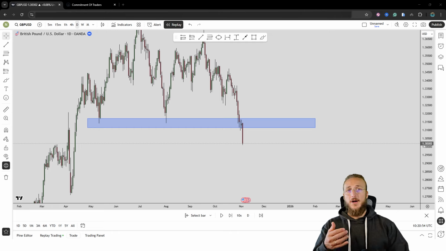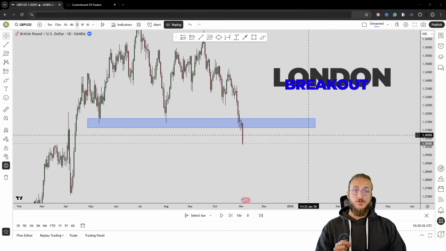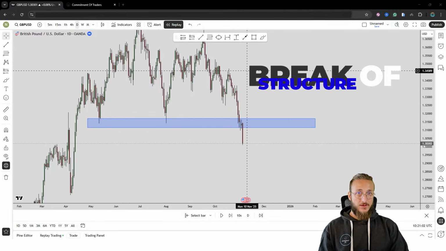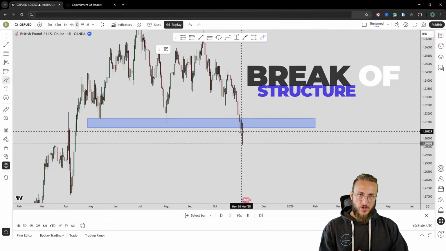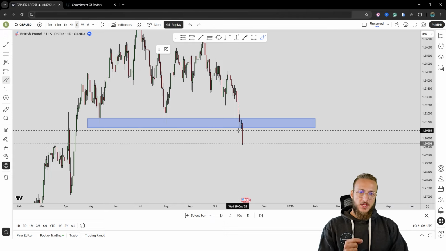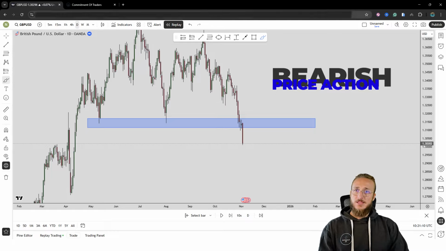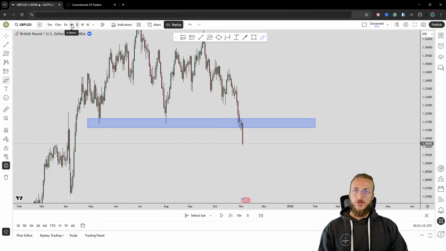The other setup that my London breakout EA triggered was when this strong level of support and demand was getting broken to the downside. So as the market was breaking below this support and demand, the London breakout EA triggered a short. Now, let's go and see what kind of short it triggered.